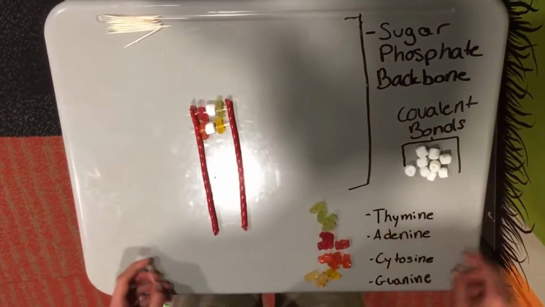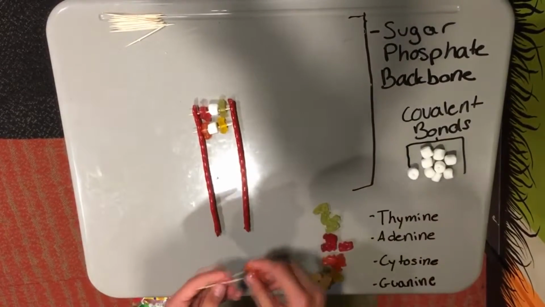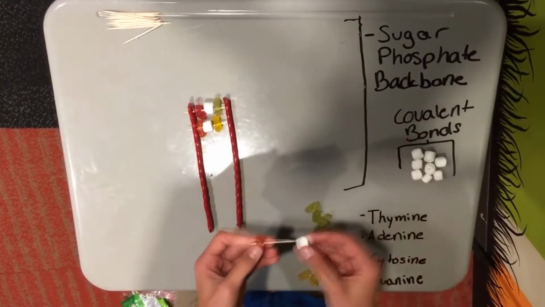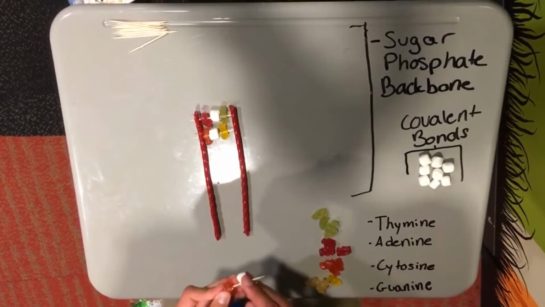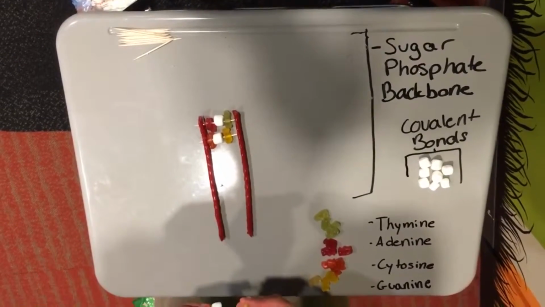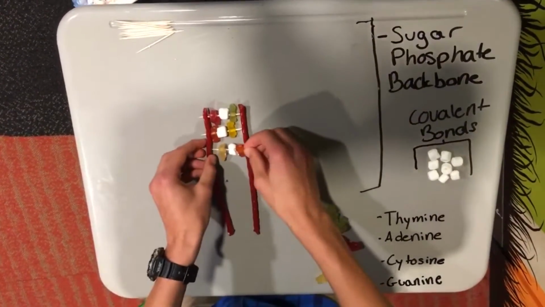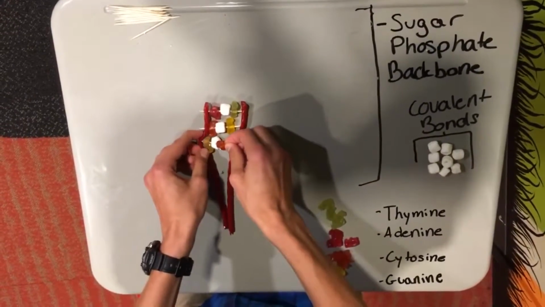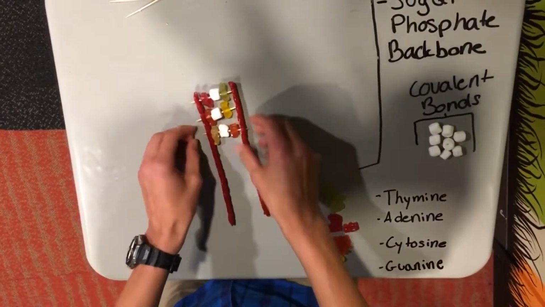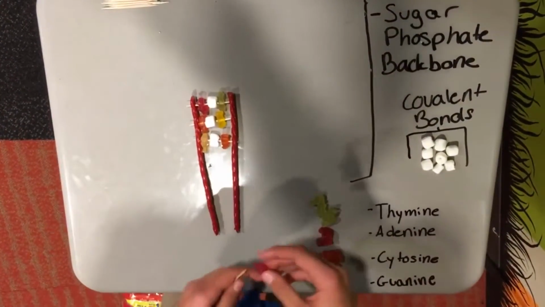And then we'll just do another cytosine and guanine. So, cytosine. And thymine and adenine.